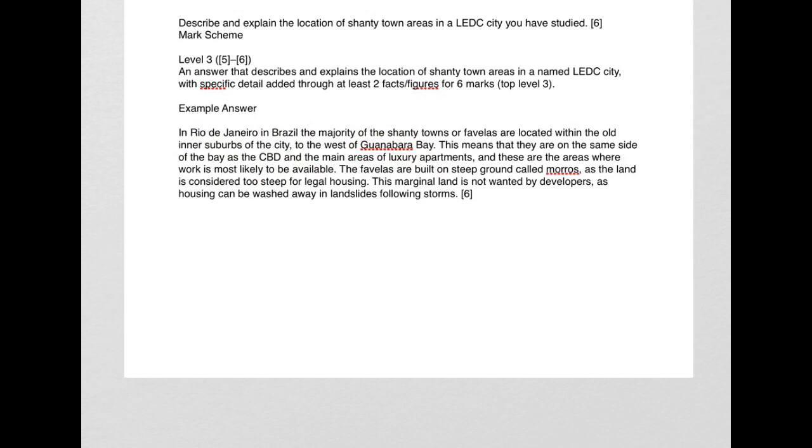Second point, explain, expand, the favelas are built on steep ground called morros as your fact figure place, as the land is considered too steep for legal housing. This marginal land is not wanted by developers, as housing can be washed away in landslides following storms. So 2 fact figures, 2 point, explain, expands, top level 3.